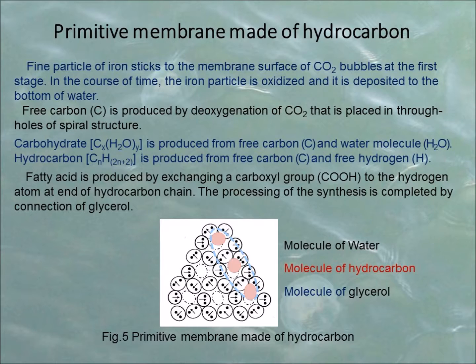Free carbon is produced by deoxygenation of CO2, that is placed in through holes of spiral structure, where carbohydrate is produced from free carbon and water molecule. Hydrocarbon is produced from free carbon and free hydrogen. Fatty acid is produced by exchanging a carboxyl group COOH to the hydrogen atom at the end of the hydrocarbon chain. Processing of the synthesis is completed by connection of glycerol.